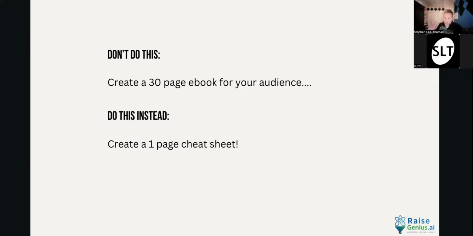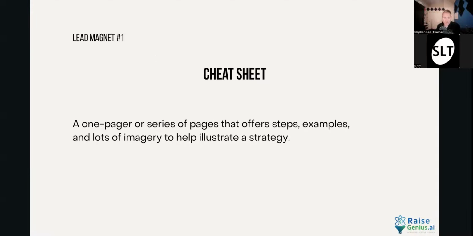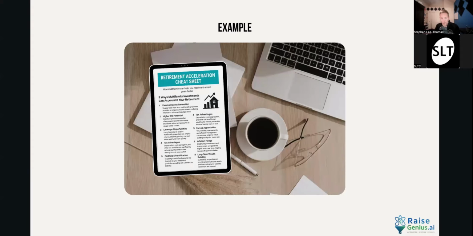So what I'm going to do now is give you 4 examples of what you could do for a lead magnet. The first one is what we call a cheat sheet. A cheat sheet is like a one pager. Maybe it's a couple of pages that offers steps or specific examples. You're going to have some images. You really paint this picture for them. So what would that look like? This is an idea that we came up with. For example, a retirement acceleration cheat sheet: 9 ways multifamily investing can accelerate your retirement.